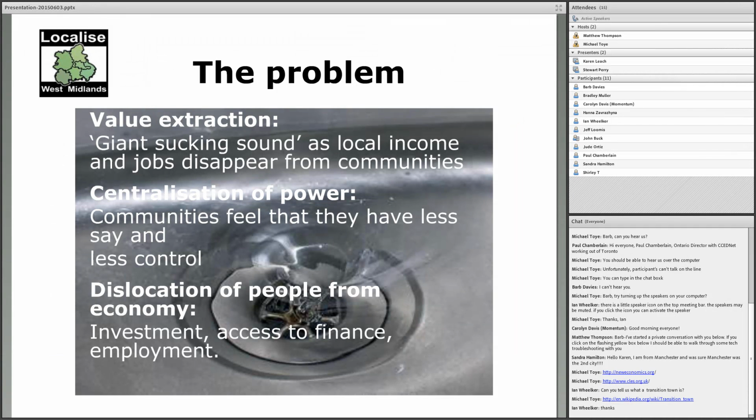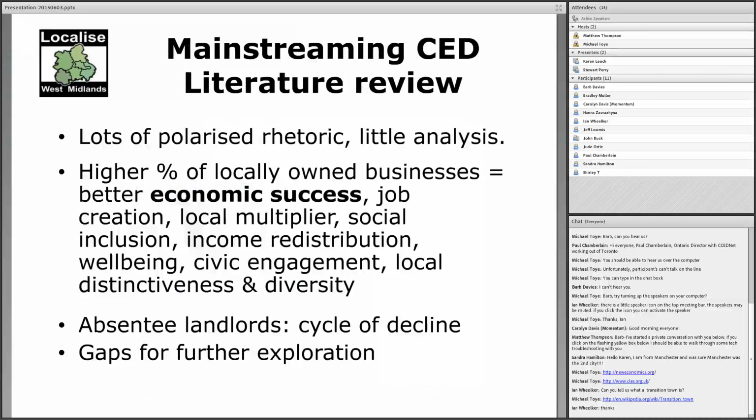And our assumption is that this drains away with this giant sucking sound the money and the jobs from the area, and that leads to other social problems. So the literature review, which Mike referred to earlier, is one of the most important outputs of the work that we did in 2012, because it was a summary of the evidence around these sorts of impacts. And we were very surprised to find that there was plenty of rhetoric around this, but surprisingly little analysis of the impacts of different economic approaches.